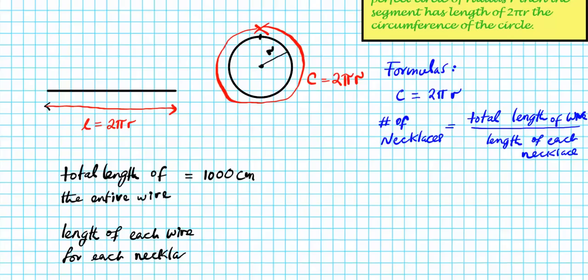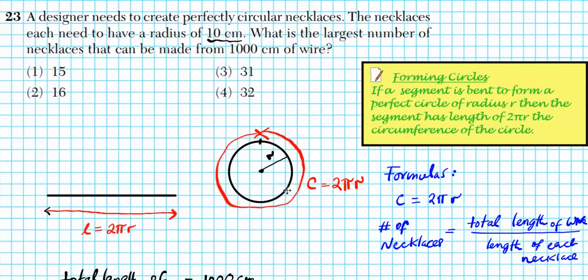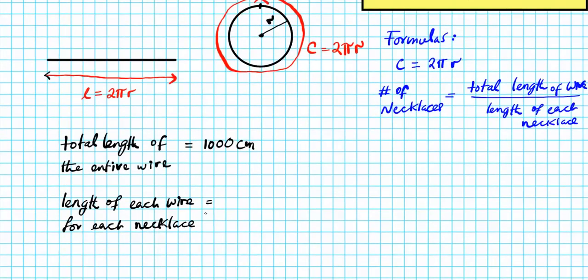So of course we're going to be breaking down this entire length. So how do we compute this? We know that the radius of each necklace is 10 centimeters, and we know that the circumference of each necklace is equal to the length of the wire that's used to make that necklace. All right, so we're going to be using this formula right here. The length of each necklace is basically the circumference of the necklace, which is 2 pi r. It's going to be 2 pi times the radius of each necklace, which is 10, and 20 pi centimeters is the length of each wire, which is basically the circumference of each necklace.